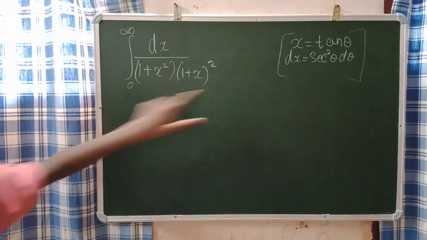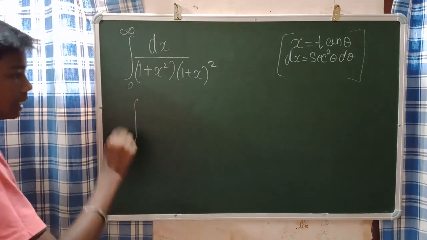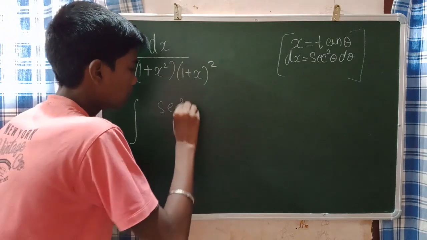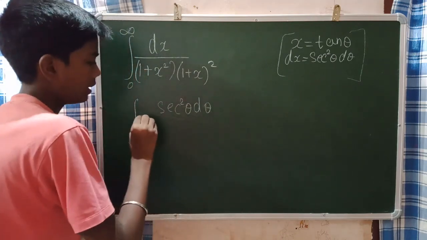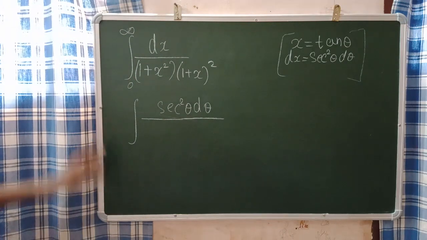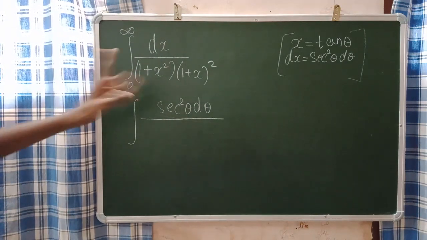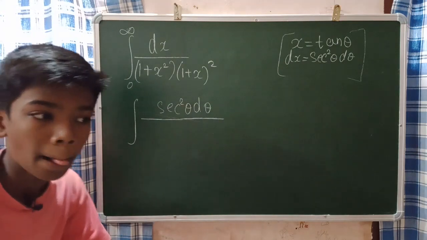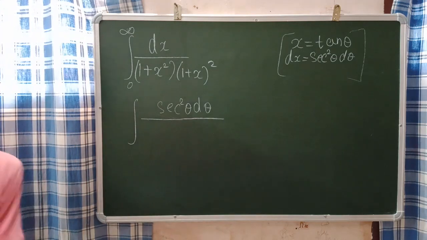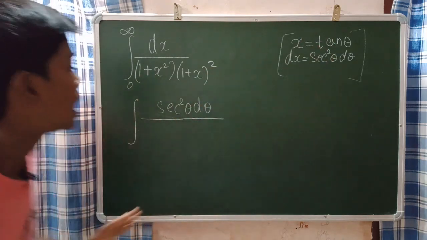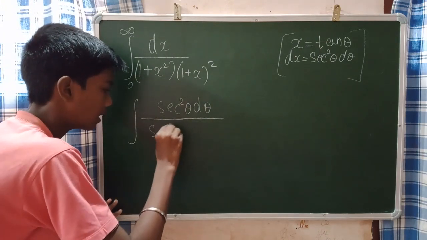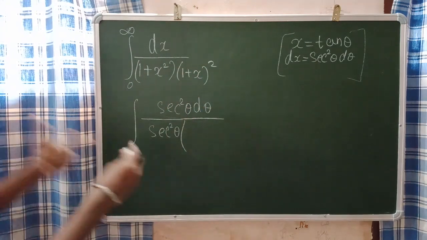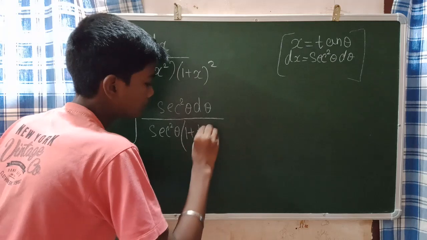Now when I apply the substitution in this integral, I can write it as the integral of dx, which is secant square theta d theta, divided by 1 plus x square. 1 plus x square will be 1 plus tan square theta because x is tan theta. What is 1 plus tan square theta? That is secant square theta, your basic Pythagorean identity which you learn in trigonometry. So 1 plus tan square theta is secant square theta, into (1 plus x) whole square, and 1 plus x whole square is (1 plus tan theta) whole square. That is very simple.